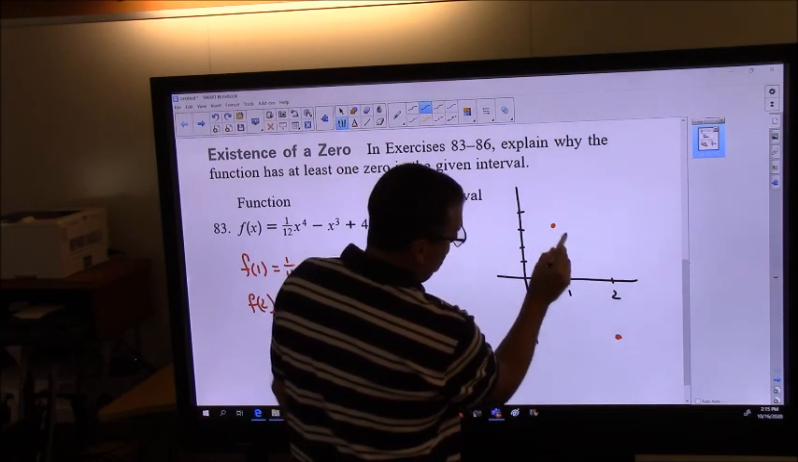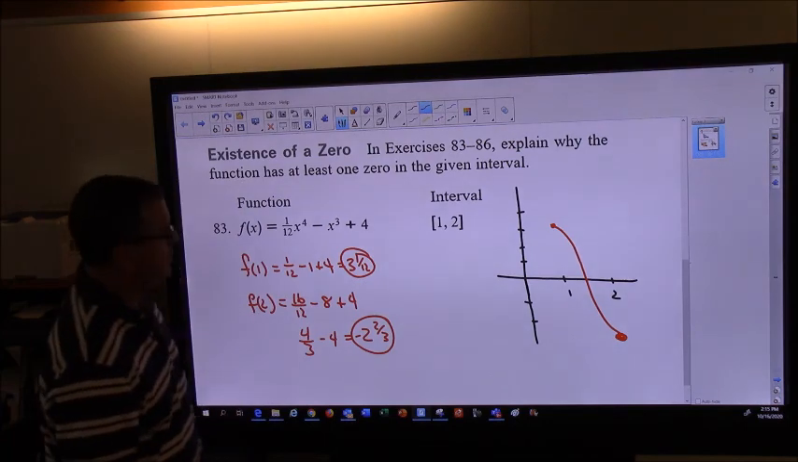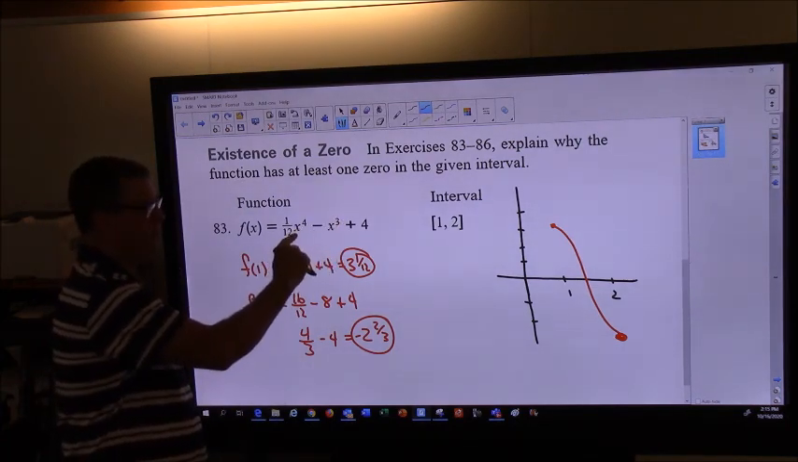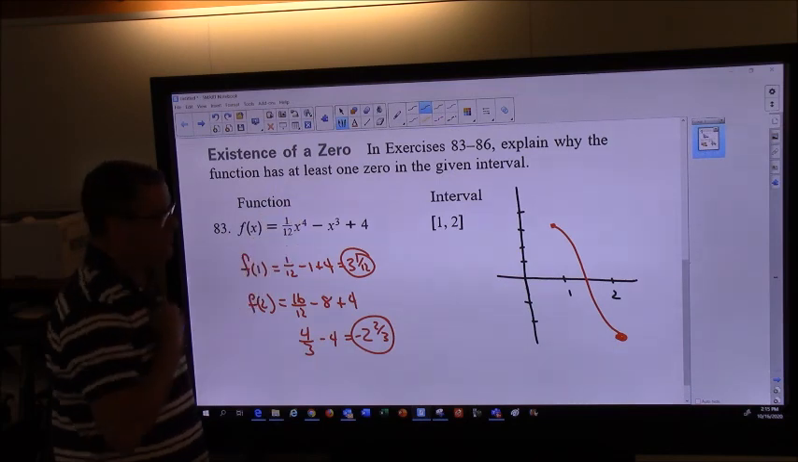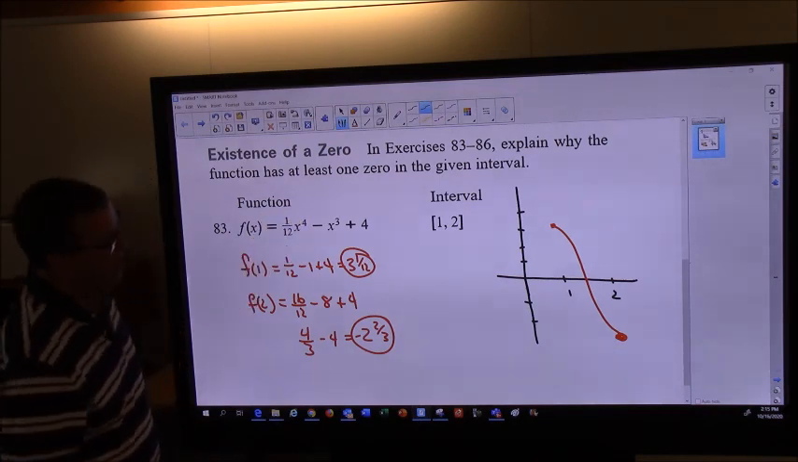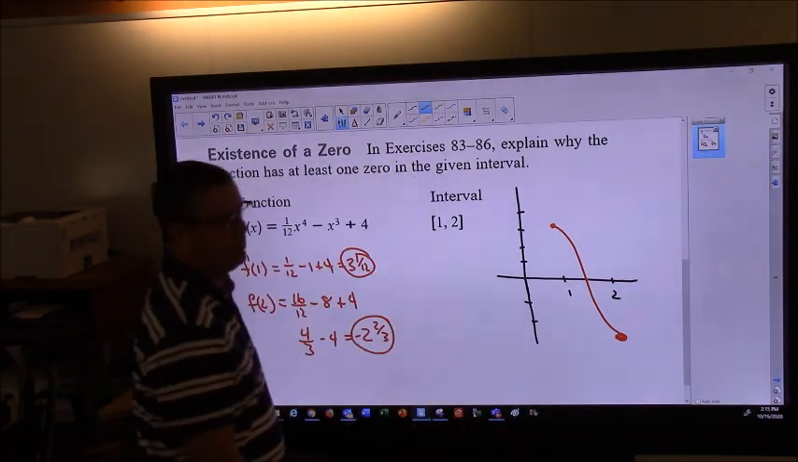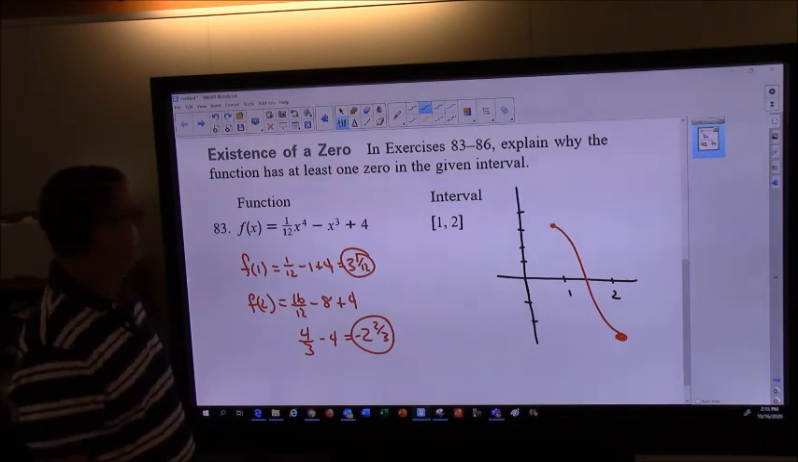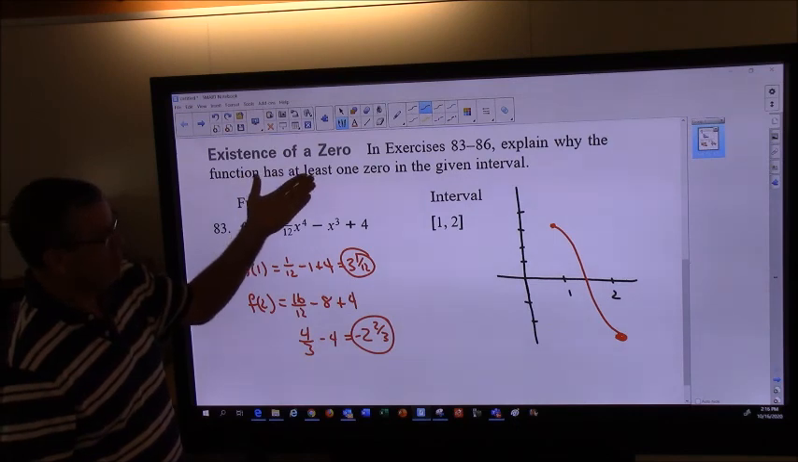And I've got a function that's continuous. How do I know it's continuous? Well, it's a polynomial. All polynomials are continuous. There's no asymptotes. There's no hole in the graph. It's not a square root function, so that doesn't mess with the domain at all. I just know I need to get from this point to this point. And in doing so, we cross the x-axis, right? So we just showed that there's at least one 0.